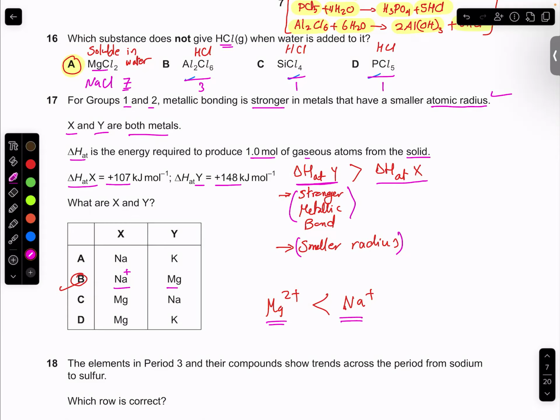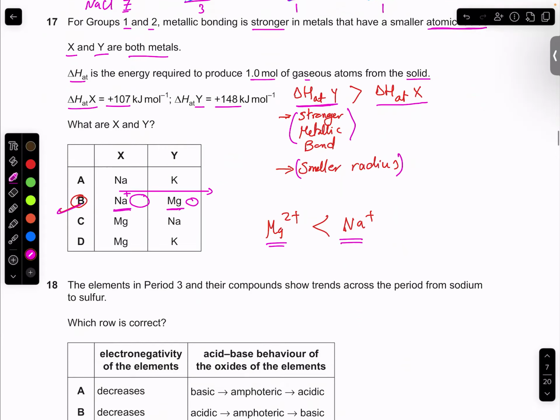And even the atom of Mg, because as you go from left to right the atomic radius decreases, and here he said the atomic radius. So since the atomic radius of Mg is smaller than the atomic radius of sodium, Y is magnesium and X is sodium. So the answer is B.